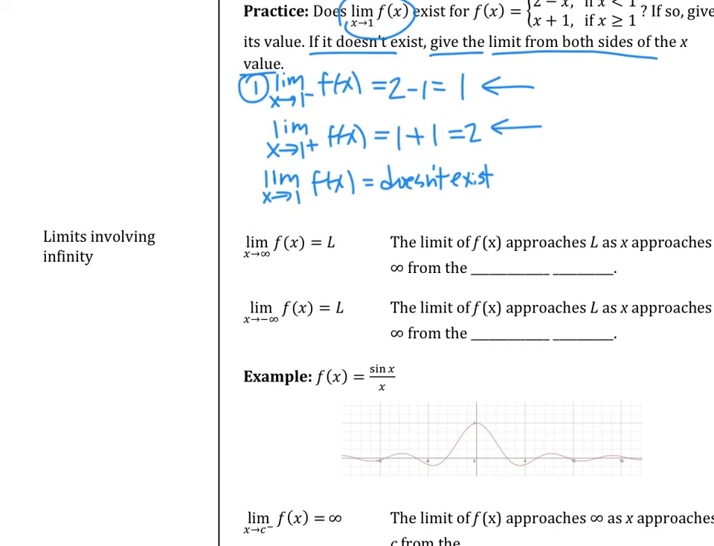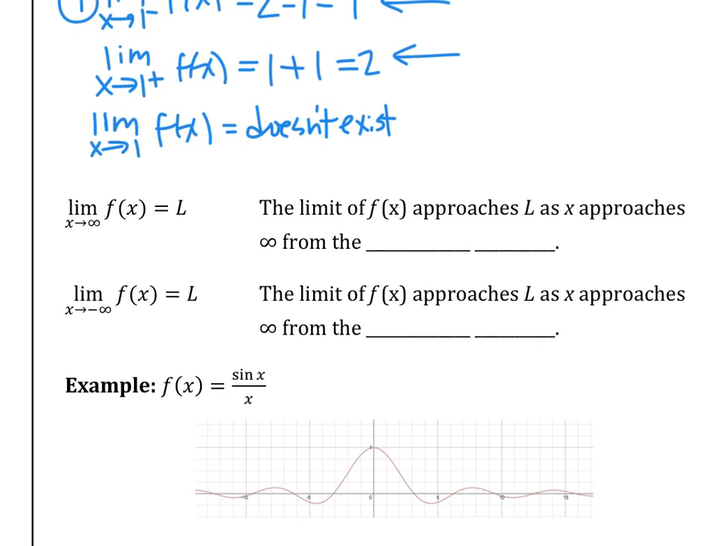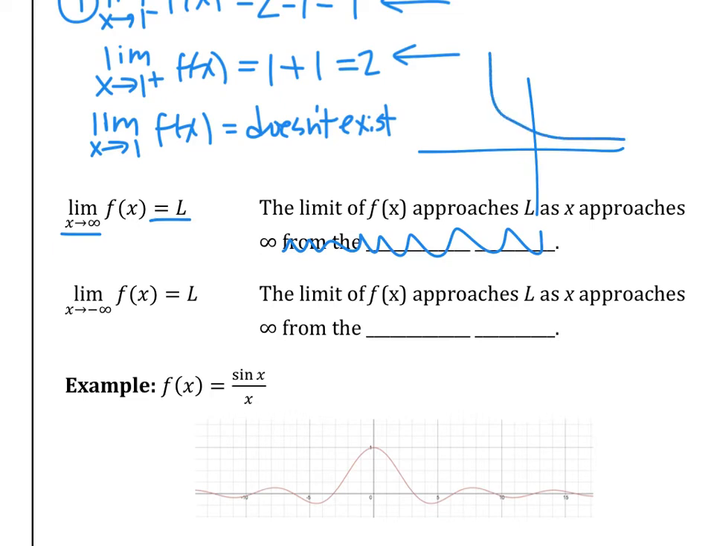Now let's talk about limits involving infinity. There are two things. One is x going to infinity, and the other one is the actual limit being infinity. So let's talk about the first case, x goes to infinity. This one says the limit as x goes to infinity is L. So the limit of f of x approaches L as x approaches infinity. That means something like this. If you have a graph like this, the question is, what is the y value when x is going this way?